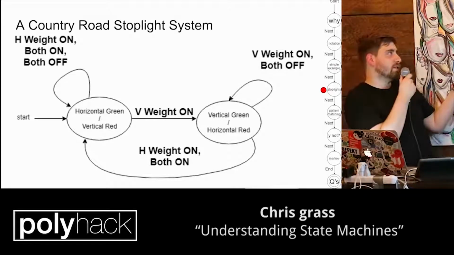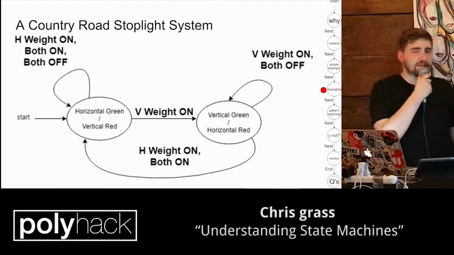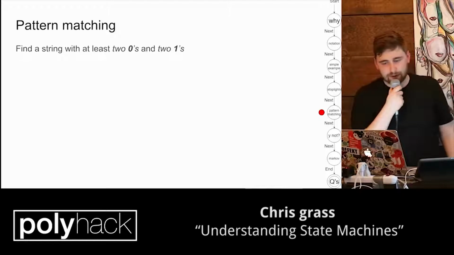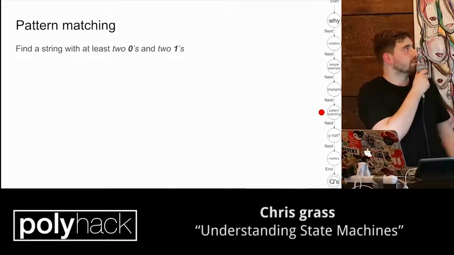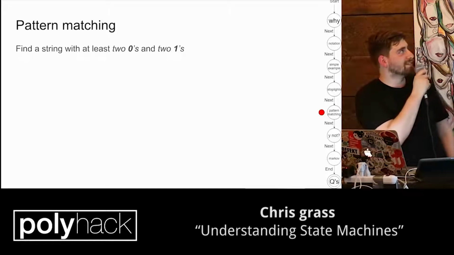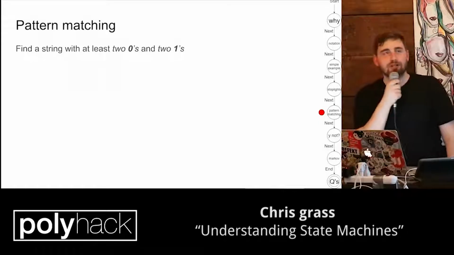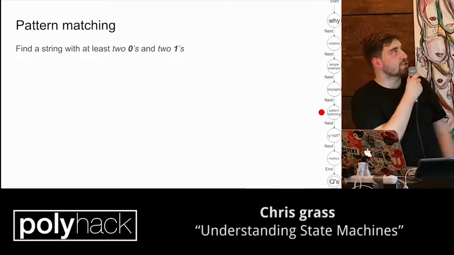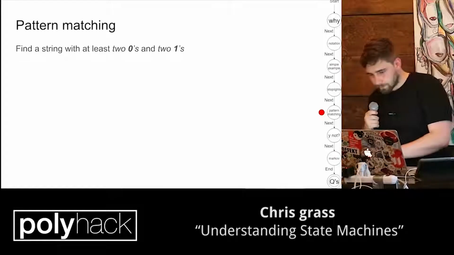So this is a simple state machine. There are only 2 states. We don't have much time, so hopefully that gave you an idea of how to change stoplight state. We'll get into a bit of pattern matching. Our goal now is to find a string with at least 2 zeros and 2 ones.